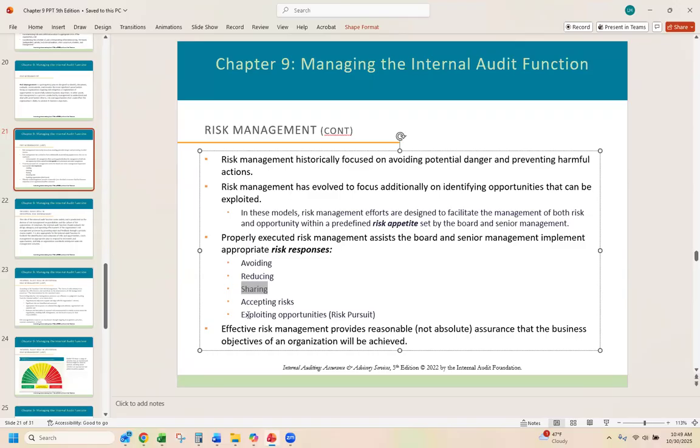And then this last one, exploiting opportunities, I wasn't sure what that meant, risk pursuit. And so again, I went to trusty Google and I was looking up what that meant. And that goes back to the whole idea of risk appetite and how much risk a company is willing to take.